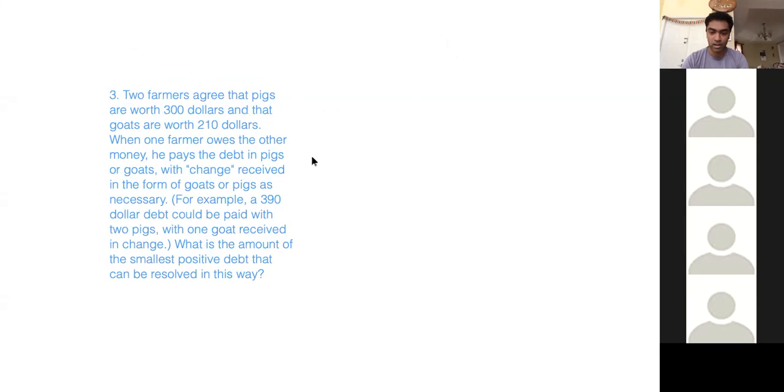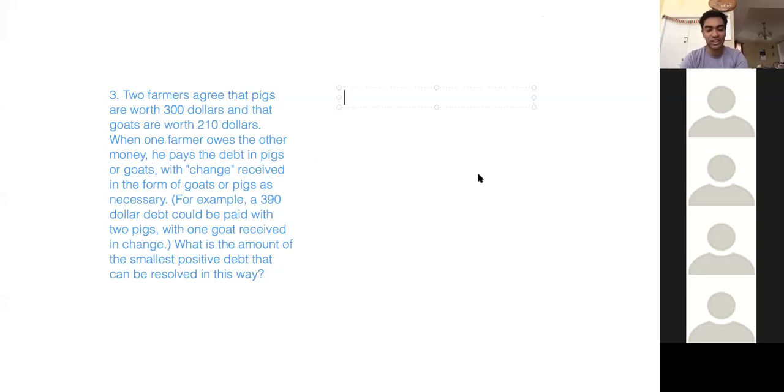Okay, let's see. 30 is correct. Ishan, you want to explain how you got that? Yeah, so I just did guess and check, and I just did 2 pigs and then 3 goats, so just 630 minus 600, and then I just kept getting 30 every time I went higher, so I got 30. Okay, good.